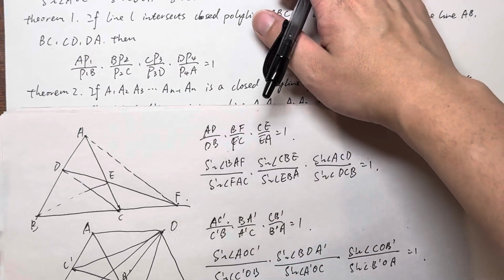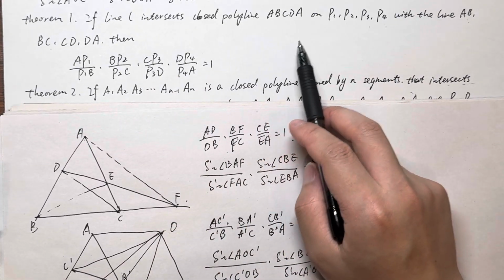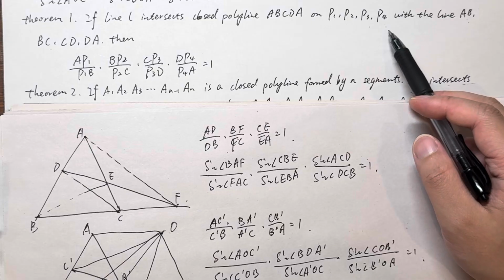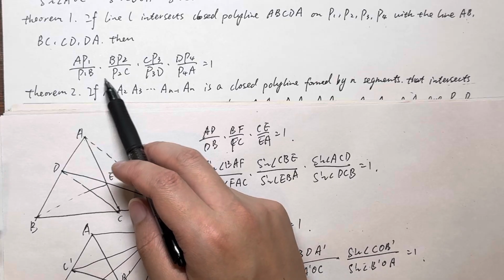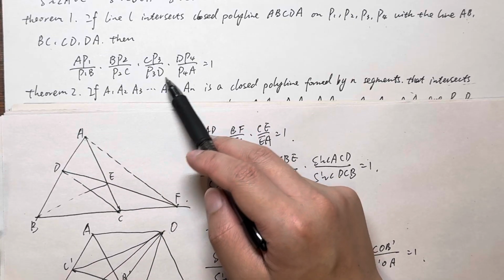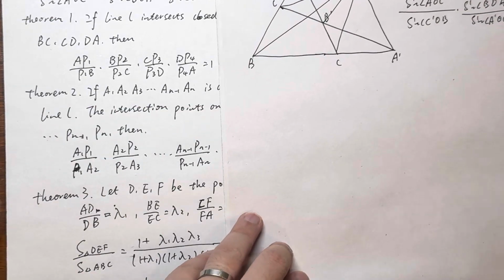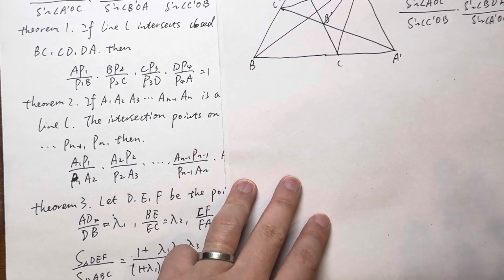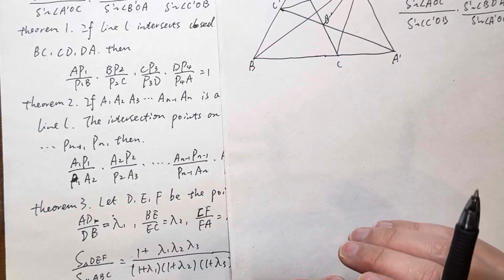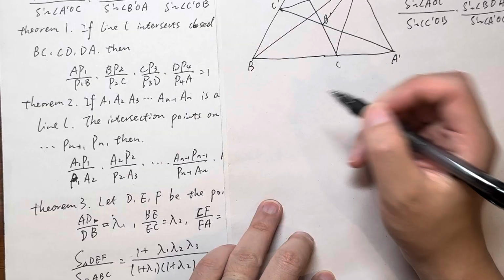Okay, theorem 1. If line L intersects the closed polyline ABCDA at P1, P2, P3, P4 on the lines AB, BC, CD, DA, then AP1/P1B times BP2/P2C times CP3/P3D times DP4/P4A equals 1. We can think of this like we have 4 segments and we want to use them to form a closed polyline, which means we have several ways to form it.